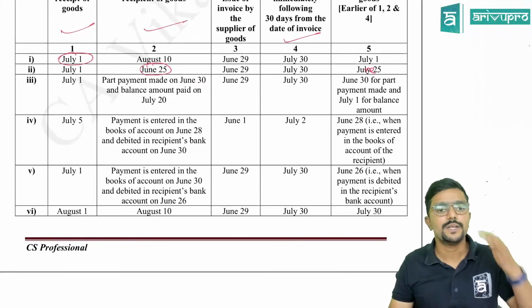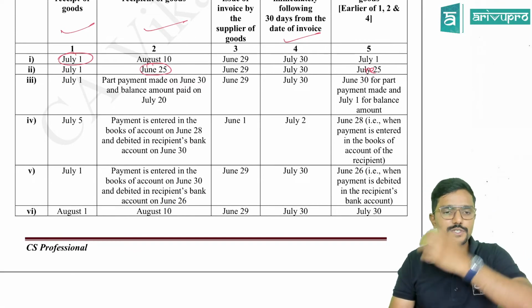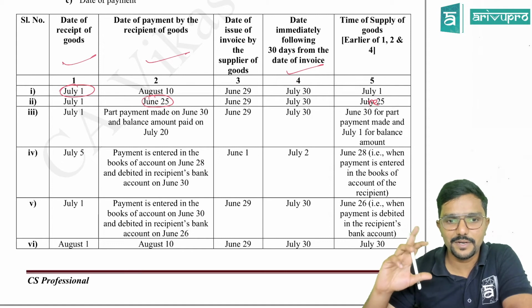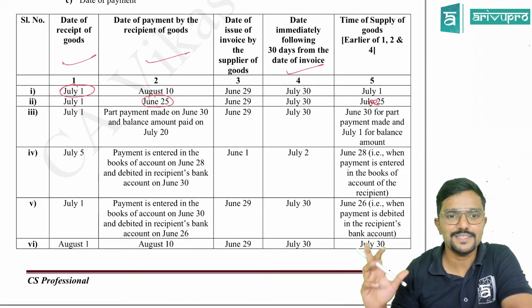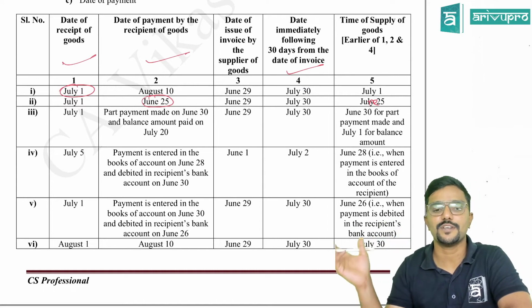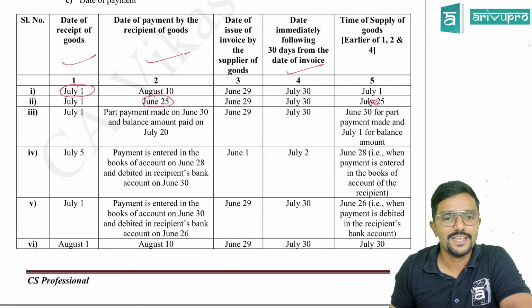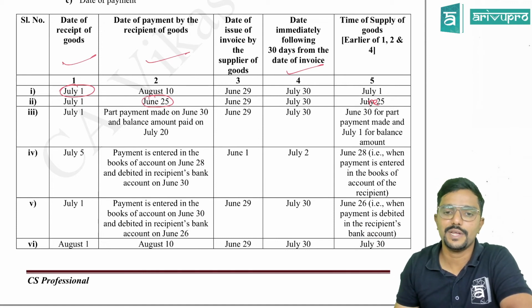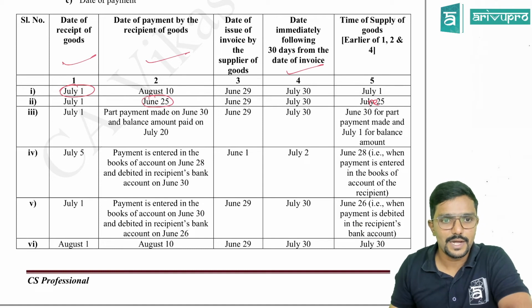Next. Date of receipt of goods is July 1st. Then payment: you can see part payment made on June 30th and balance amount paid on July 20th. So there are two dates of payment, June 30th and July 20th. Then invoice date is 29th. So calculate the 31st day from June 29. It will be July 30th again. So earlier of 3 dates.